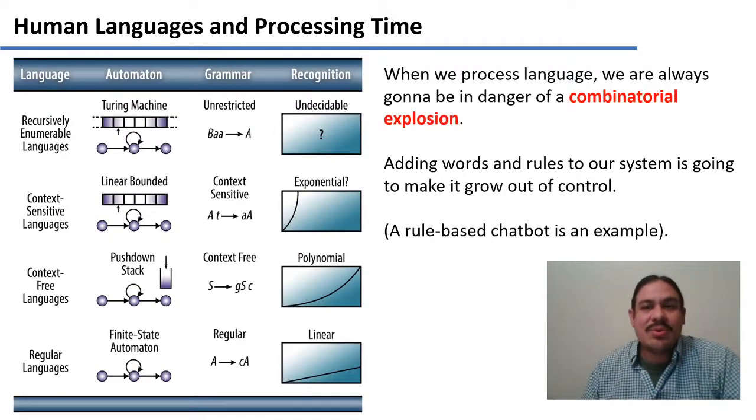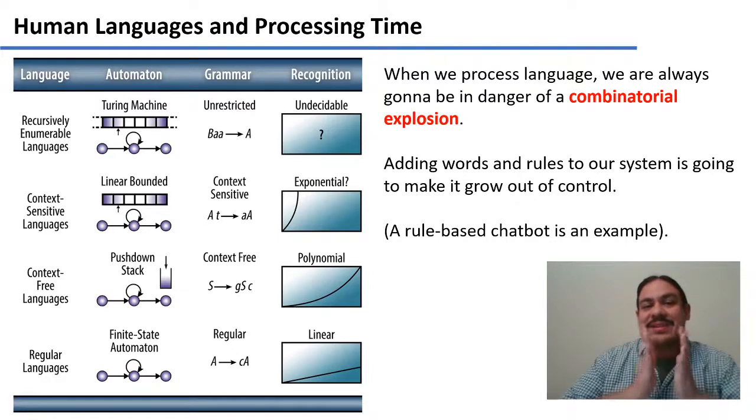This problem is called combinatorial explosion, and it's always going to be lurking in the shadows. Whenever we handle human language, there's always the process that processes are going to blow up in complexity, in processing time, and in storage needs. So whenever we add new words to our system or new rules to explain something, this is going to make it grow, but grow much worse than we thought it would.